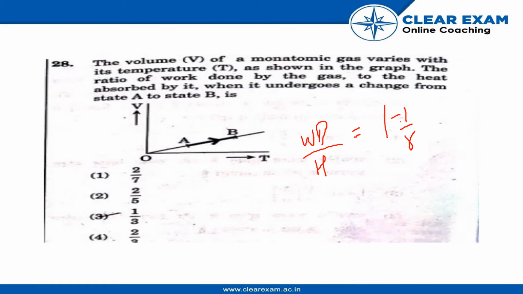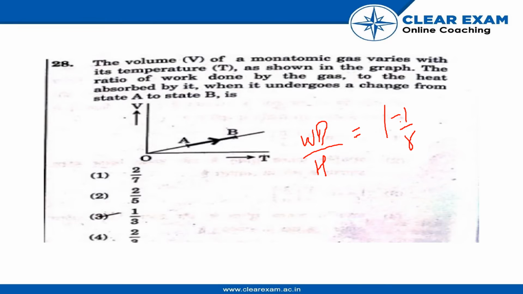The question is: the volume of a monatomic gas varies with the temperature T as shown in the graph. The ratio of work done by the gas to the heat absorbed by it when it undergoes a change from state A to state B. We need to find the ratio of work done by the gas and the heat absorbed.